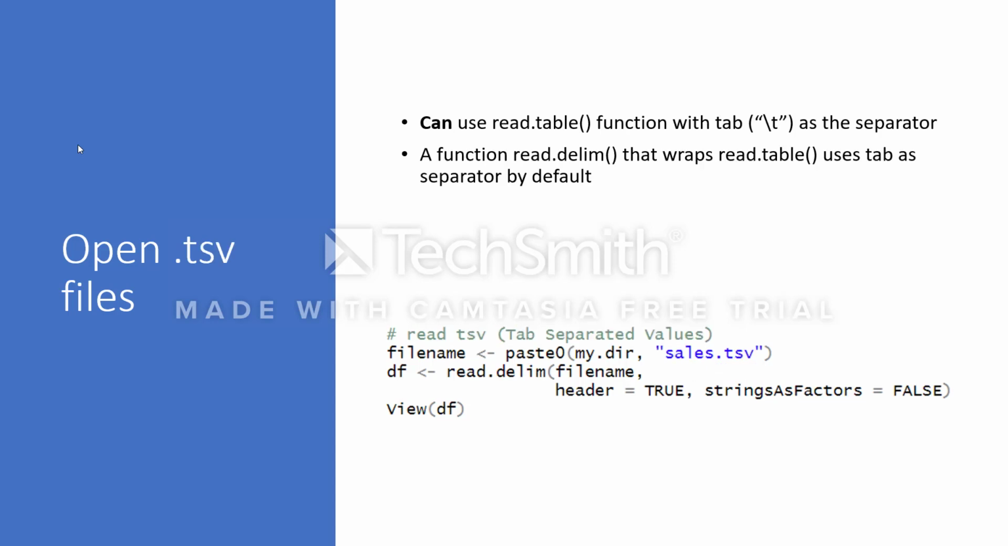So what about TSV files? We can use read.table function here as well, using tab escape character \t as the separator here. However, read.delim is another function in R that is actually a thin wrapper around read.table function and uses tab as separator value by default. If we use this function, we do not have to specify delimiter explicitly.